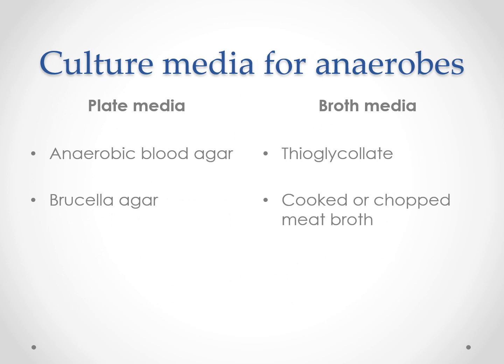There's a couple different types of plates and broths that we can use to better isolate growing anaerobes. For example, plate media that's good for anaerobes would be anaerobic blood agar or Brucella agar. Brucella agar is basically blood agar, only it contains vitamin K and hemin, which helps the growth of anaerobes. In broths, we could have thioglycolate, which also has hemin and vitamin K, which is good for anaerobes. Or we could use cooked meat broth or chopped meat broth, and these meat broths contain beef heart, hemin, and vitamin K, which again is going to support the growth of anaerobes.